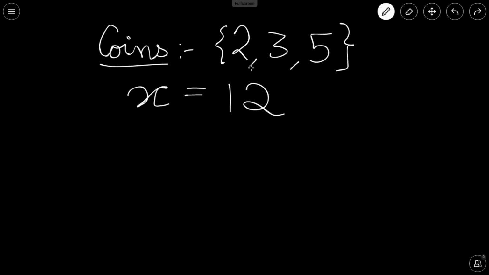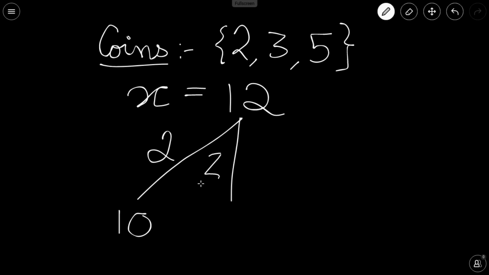Consider this test case. We want to make a sum of 12 using these coins. So what are the possible ways you can find here? Suppose I use a coin of value 2. Then I just want to make a sum of 10, because 2 is already used and 10 is remaining. Similarly, suppose I don't use 2 and I use this coin of value 3. Then 12 minus 3 is 9, so now I need to make the sum of 9. Similarly, if I use this coin of value 5, then I need to just make a sum of 7.